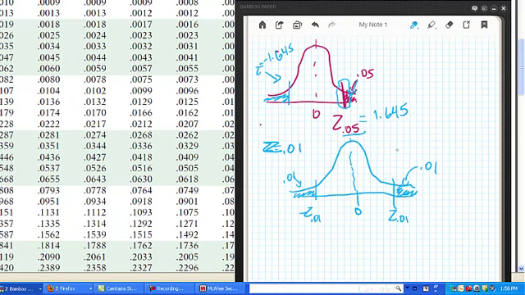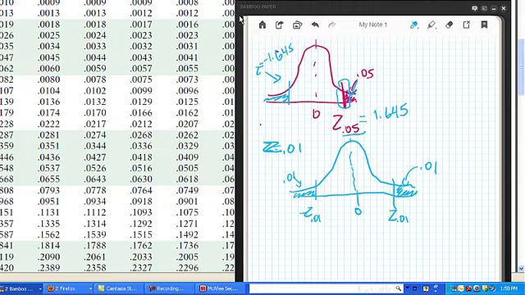Now, just take a second. Try this one on your own. I'm going to take 3 deep breaths before I do it. Try to find z sub 0.01. So the z score that corresponds to the value such that the area to the right of that z score is equal to 0.01. All right, try it. Pause the video and try it yourself.